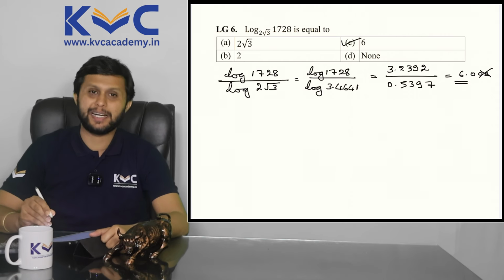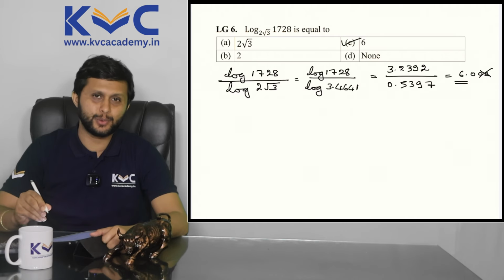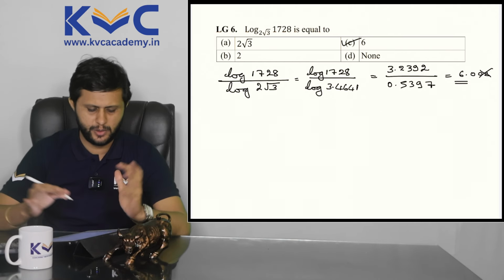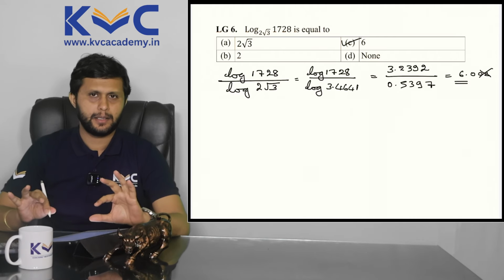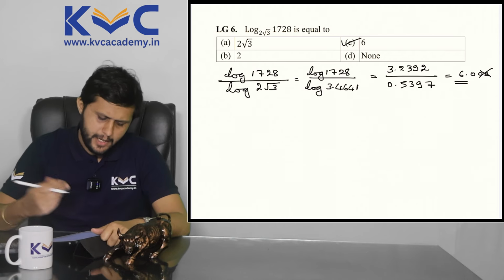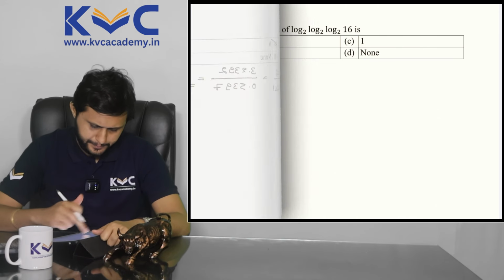Now if you actually think, you can write 1728 as 2 root 3 to the power 6. Now I'm going to show it in that method. I'm sure you're comfortable with this method. Even if I do it in that method, you must have figured it by now after you got the answer. We'll move on to the next question.